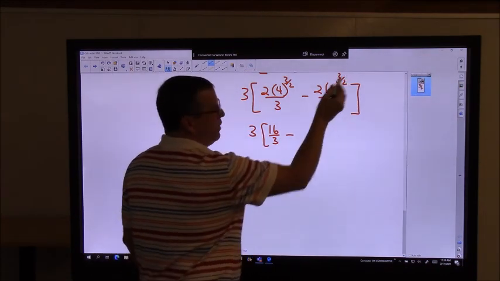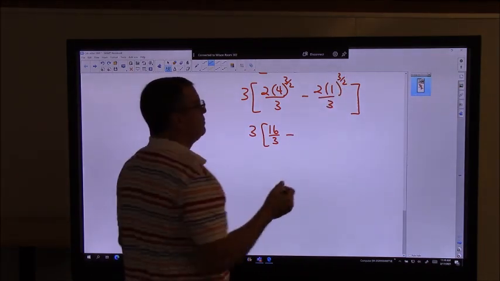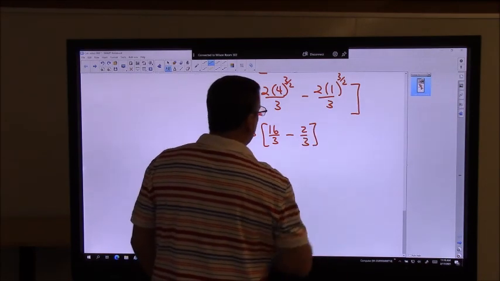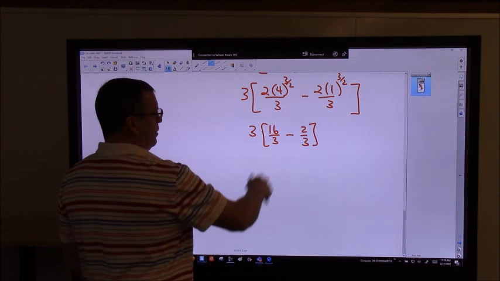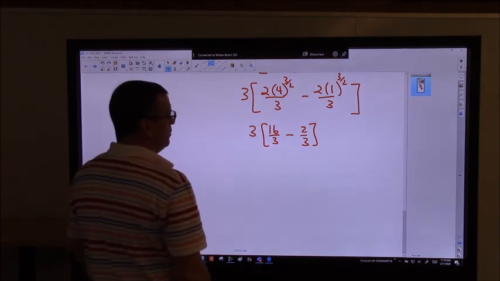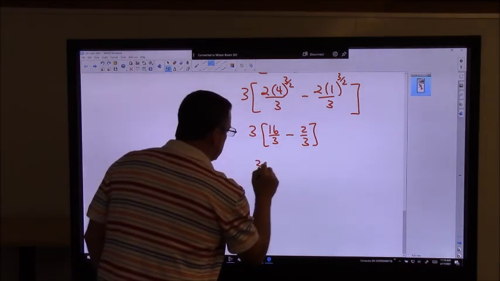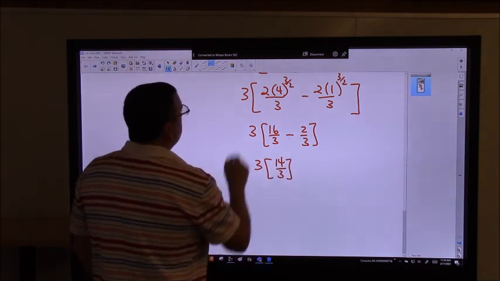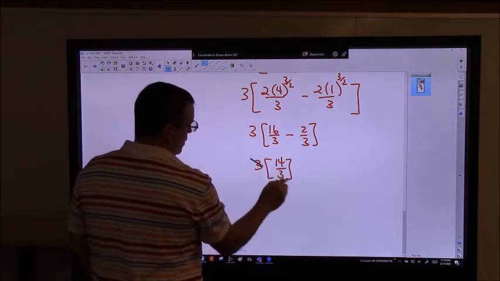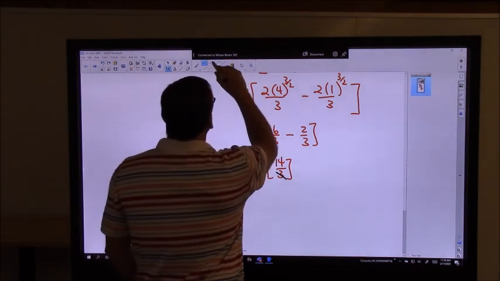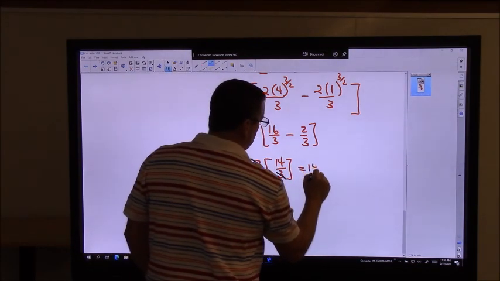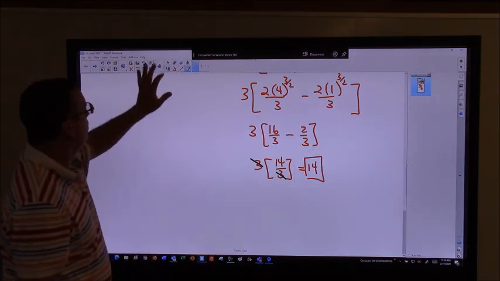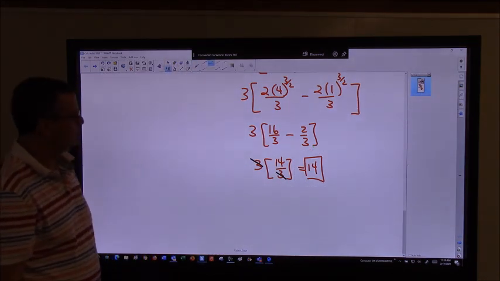minus, 1 raised to any exponent is just 1. Times 2, that's 2, so I get 2 thirds. Do what's inside parentheses first. I'm going to get 14 thirds. That 3 will cancel with that 3, and so my answer is 14. There's the answer to that integral. Let's try another one.